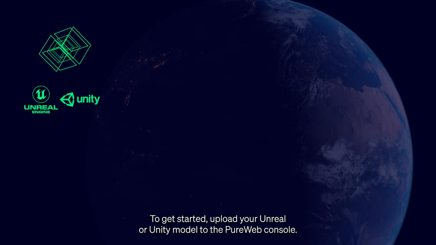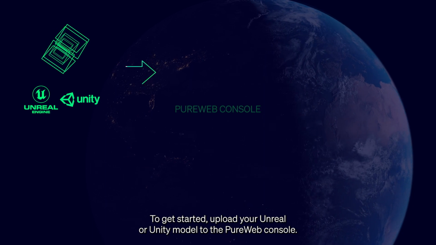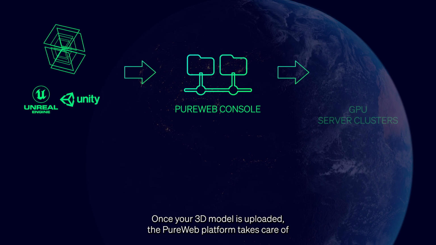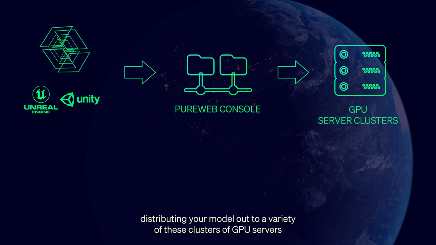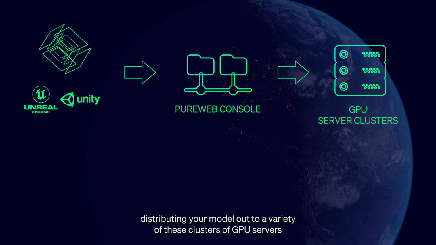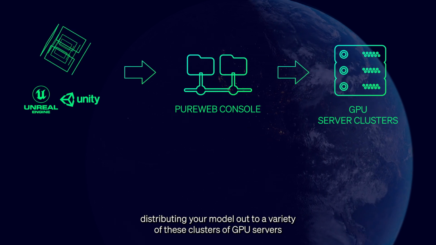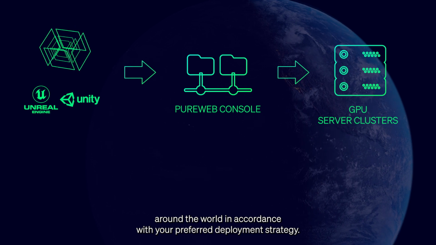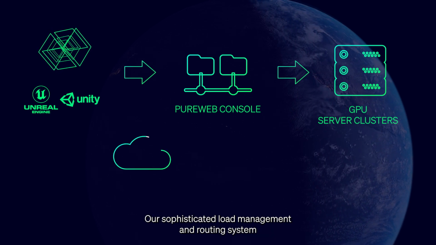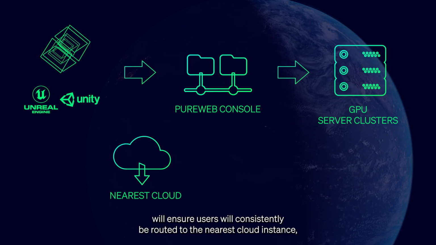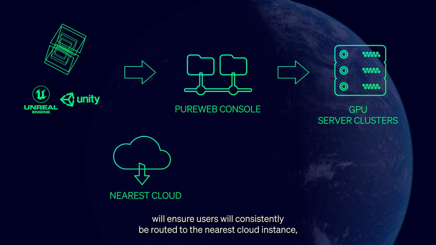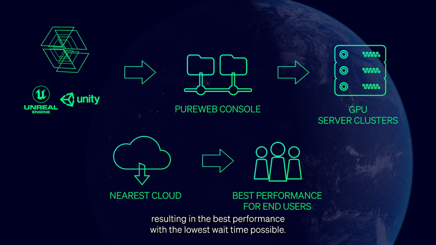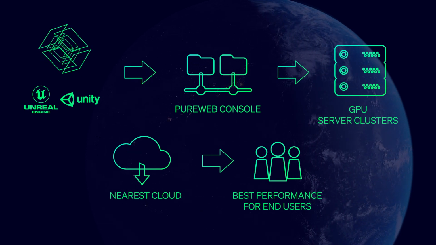To get started, upload your Unreal or Unity model to the PureWeb console. Once your 3D model is uploaded, the PureWeb platform takes care of distributing your model out to a variety of these clusters of GPU servers around the world in accordance with your preferred deployment strategy. Our sophisticated load management and routing system will ensure users will consistently be routed to the nearest cloud instance, resulting in the best performance with the lowest wait time possible.